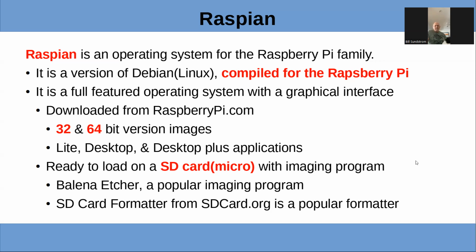You take an imaging program. This Balena Etcher is probably the most popular one. It's another free program, and it will let you put the operating system image onto an SD card. There's SD card formatter. If you're using a used SD card, you want to reformat it. This is a much better way to do it than using the Windows SD formatter, and it's also another free one.